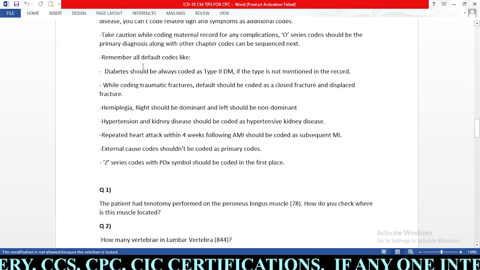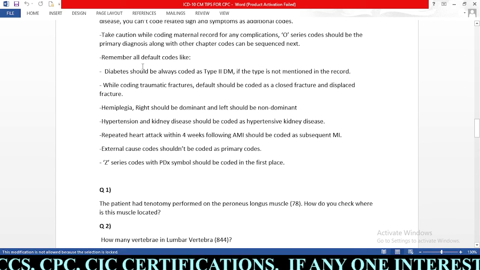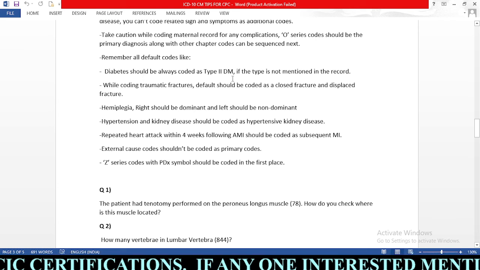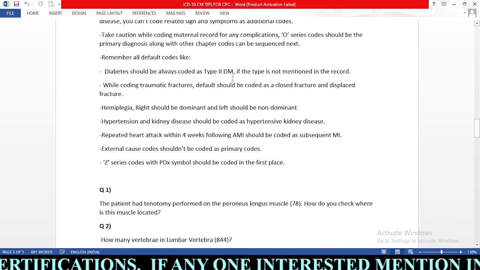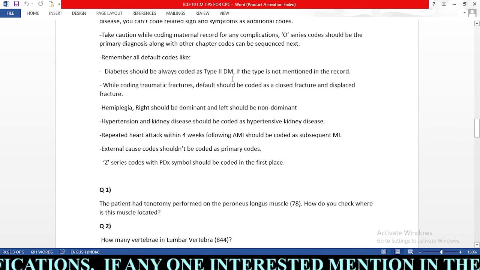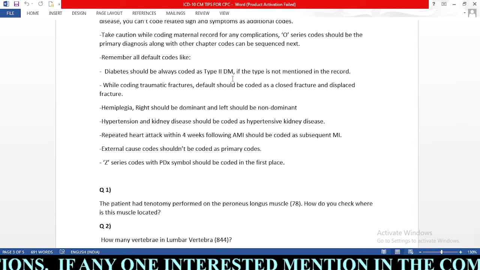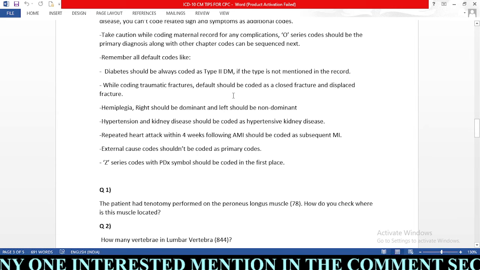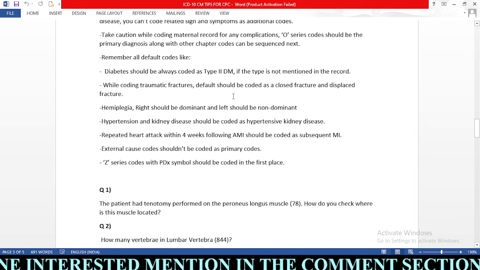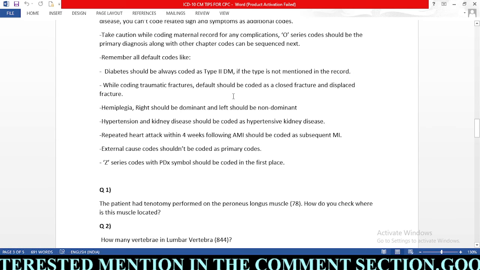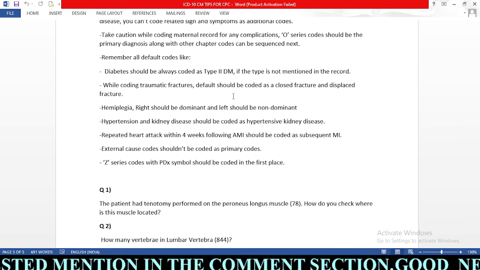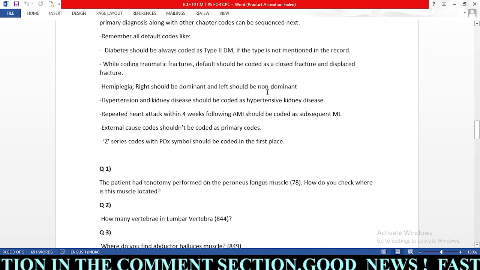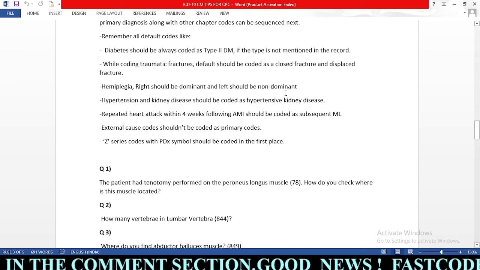And also you need to remember all default codes. Like diabetes, you always need to code type 2 DM as the default code. For example, if you don't find any type related to diabetes, you need to default to diabetes type 2. And while coding a traumatic fracture, you need to code it as a closed fracture and also a displaced fracture. And for hemiplegia, right should be dominant and left should be non-dominant.